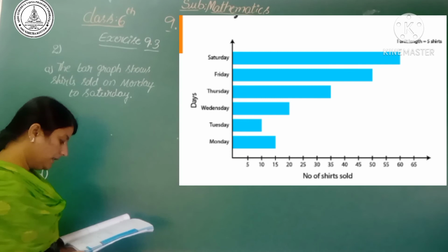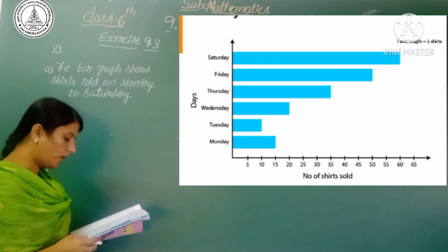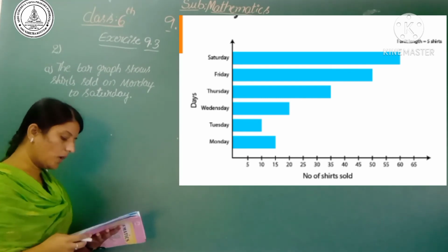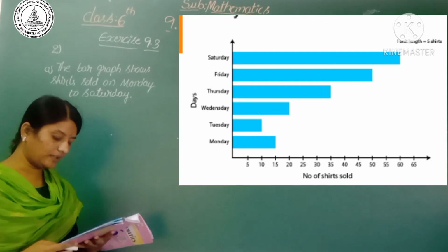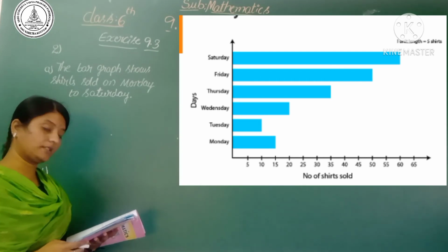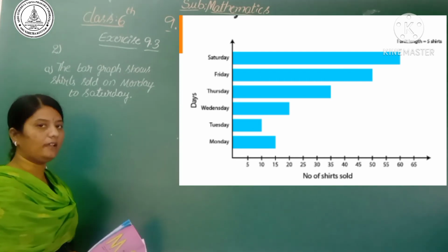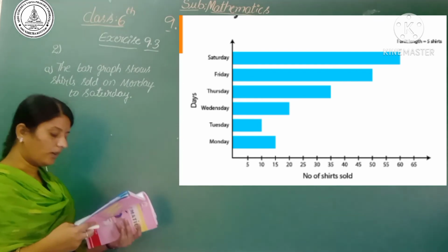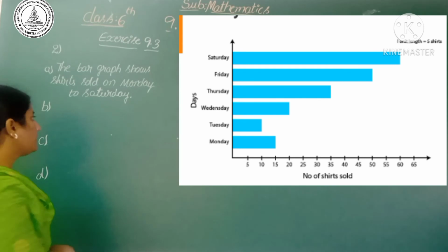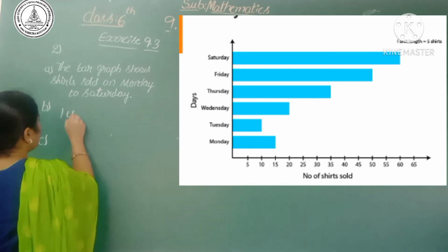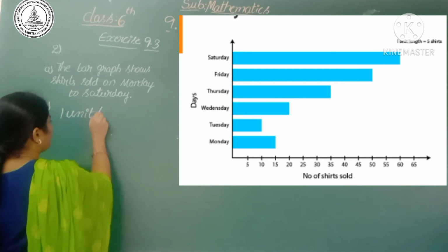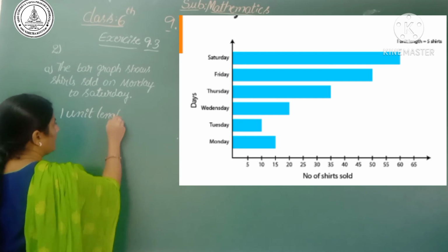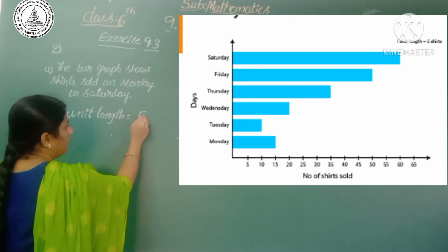Okay. Then the second question is, what is the scale chosen on the horizontal line representing the number of shirts? Yes, we have taken the scale 1 unit length equals 5 shirts. Right? What scale have we taken here? Yes, we have taken 1 unit length equals 5 shirts.